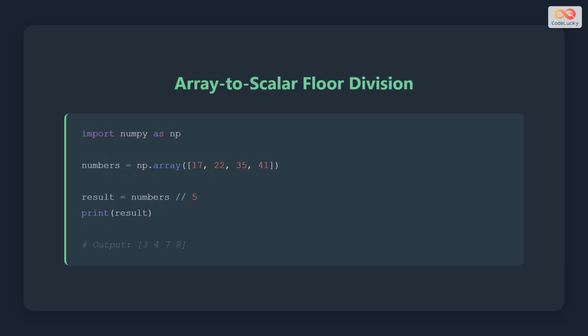Floor division also works with scalar values. Here we have an array called numbers containing 17, 22, 35, and 41. When we divide this array by the scalar value 5, each element is divided individually. 17 floor divided by 5 equals 3, 22 floor divided by 5 equals 4, 35 floor divided by 5 equals 7, and 41 floor divided by 5 equals 8. The resulting array is 3, 4, 7, 8.